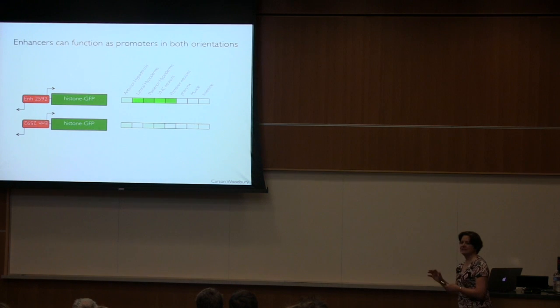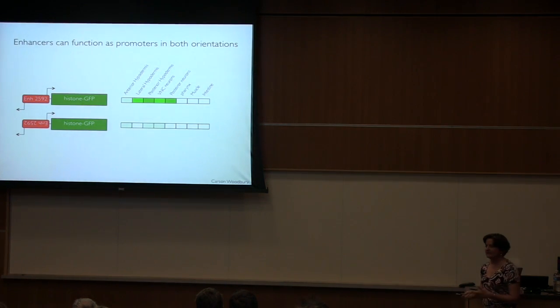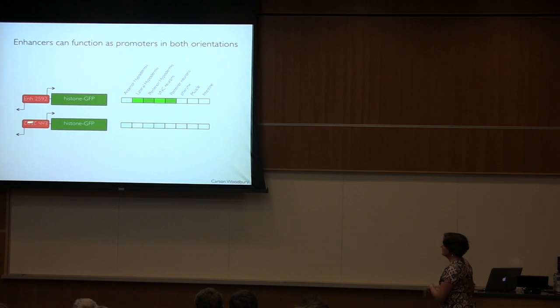The other thing that we've tested is, given that these elements have bidirectional initiation, we've asked what happens if we invert them. Will they work in both orientations? And here's an example from an enhancer. The cases we've tested so far have all worked in both orientations, but they've driven slightly different expression patterns in the two orientations. So this is just color-coded for a number of tissues here. And we could see that it was in some tissues in this orientation and a subset of those tissues, and weaker in the other orientation. But we never have completely different patterns in both orientations.